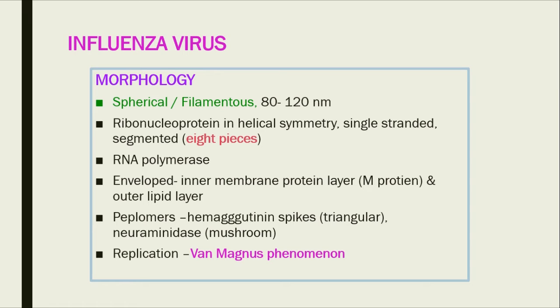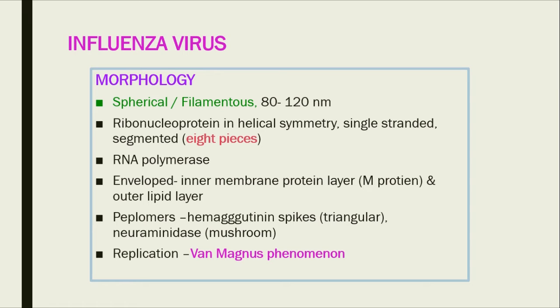Usually they contain segments of RNA. If you start learning from the core part, they have segments of RNA, and this RNA is attached with the nuclear protein, ribonucleoprotein, with helical symmetry, which is single stranded but segmented pieces of RNA. Since these pieces of RNA are there, they can recombine in any format. They can recombine with another genus or another variety of influenza virus. That's how they make this antigenic variation.